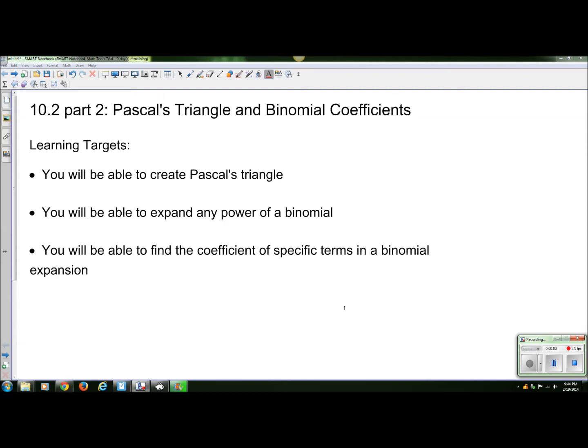Welcome to section 10.2 part 2, Pascal's triangle and binomial coefficients. In this lesson, you will learn to create Pascal's triangle. You will also learn to expand any power of a binomial and to find the coefficient of specific terms in a binomial expansion.